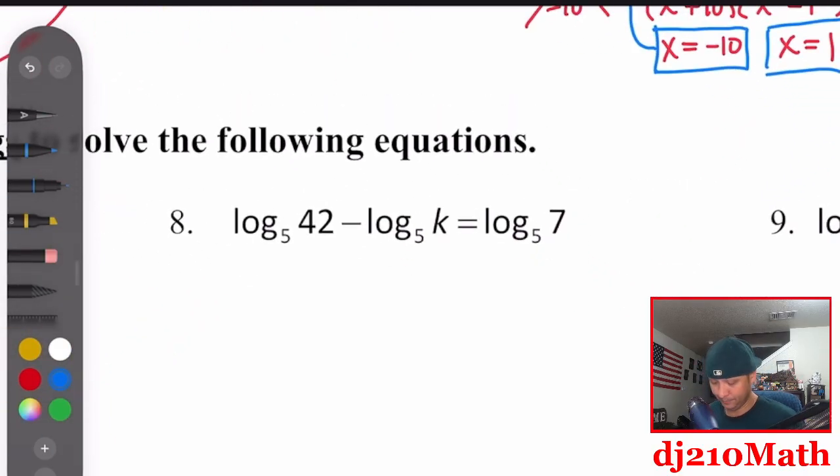All right, 8. So on the left, we have subtraction. And if you're in my class, you know that subtraction makes a fraction.